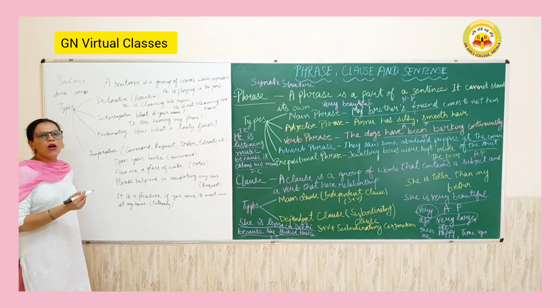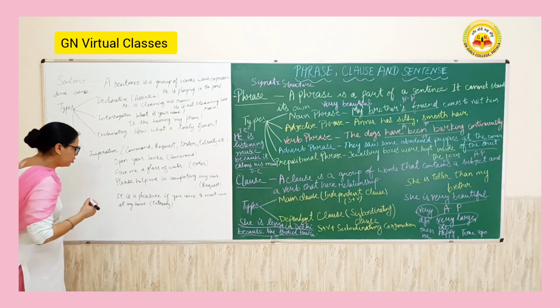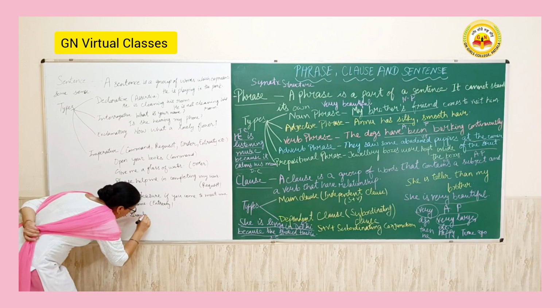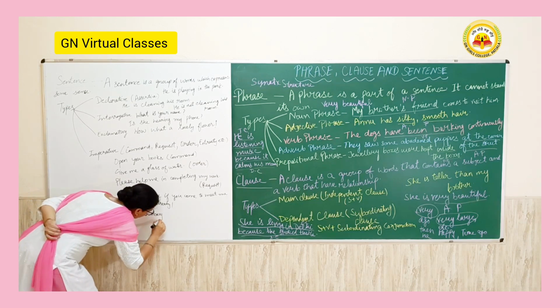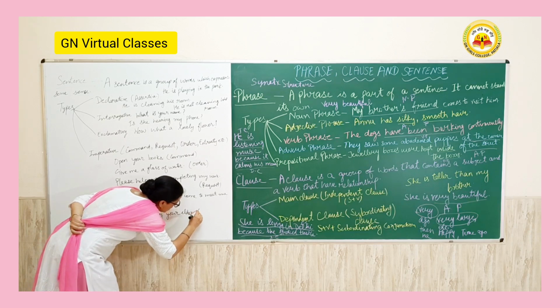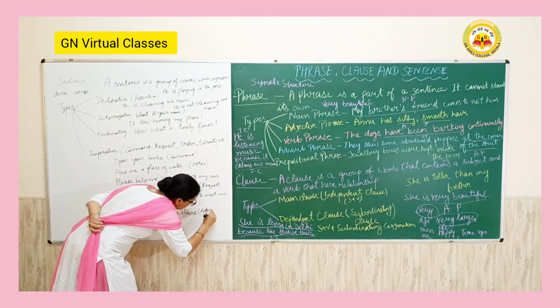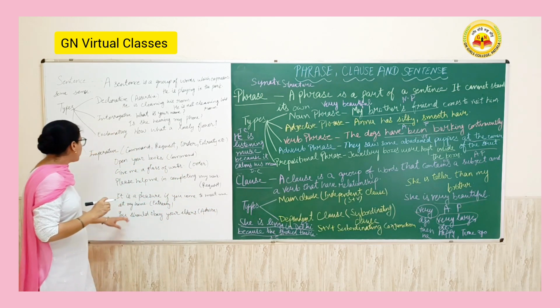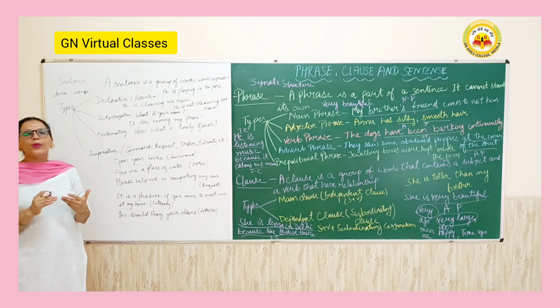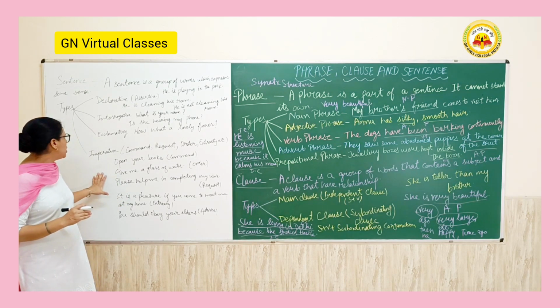And this is also used for advice. You should obey your elders. This is advice. So there are different types of imperative sentences. You have to understand which type of imperative sentence it is.